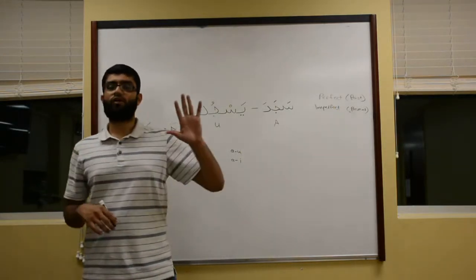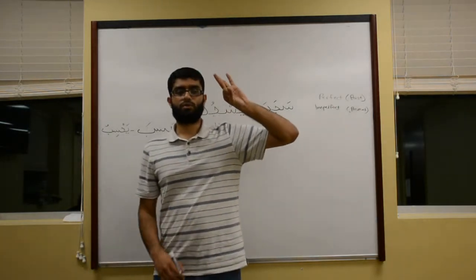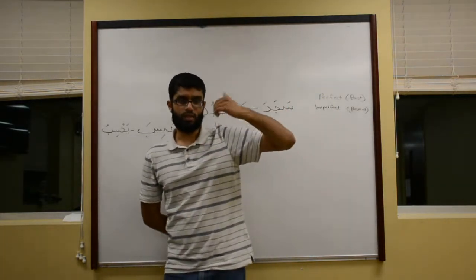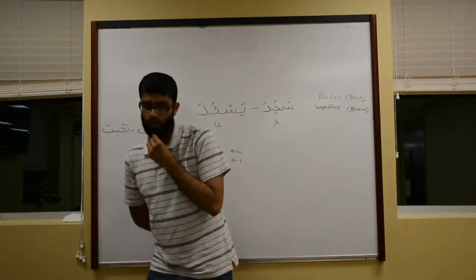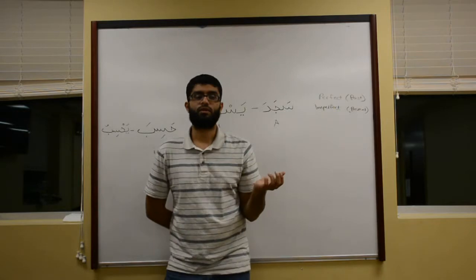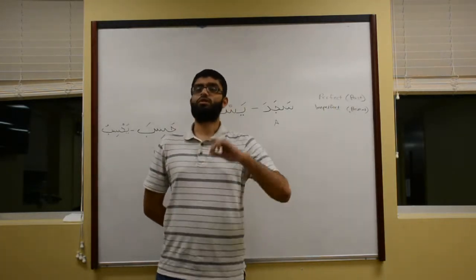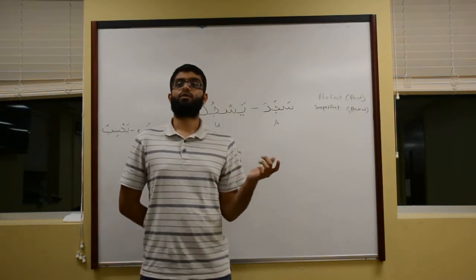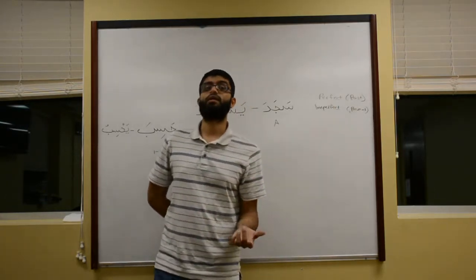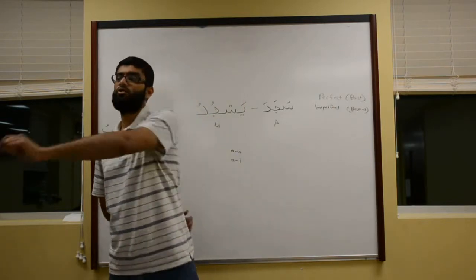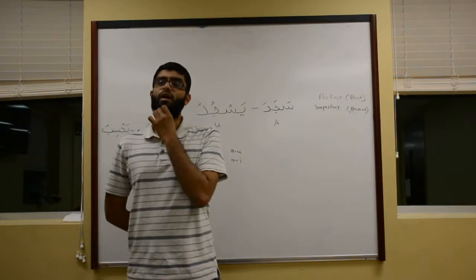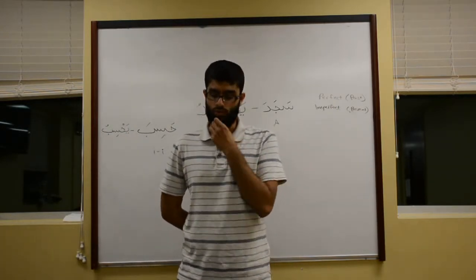What's the present tense? Yadkhulu. Let's do the 5 in your pocket. Yadkhulu. Tadkhulu. Tadkhulu. Adkhulu. Nadkhulu. Those are he, she, you male, I, and we. Let's do all of them. Yadkhulu. Yadkhulani. Yadkhuluna. Tadkhulu. Tadkhulani. Hunna yadkhulna. Anta tadkhulu. Tadkhulani. Tadkhuluna. Anti tadkhulina. Antuma tadkhulani. Antunna tadkhulna. Ana adkhulu. Nahnu nadkhulu.